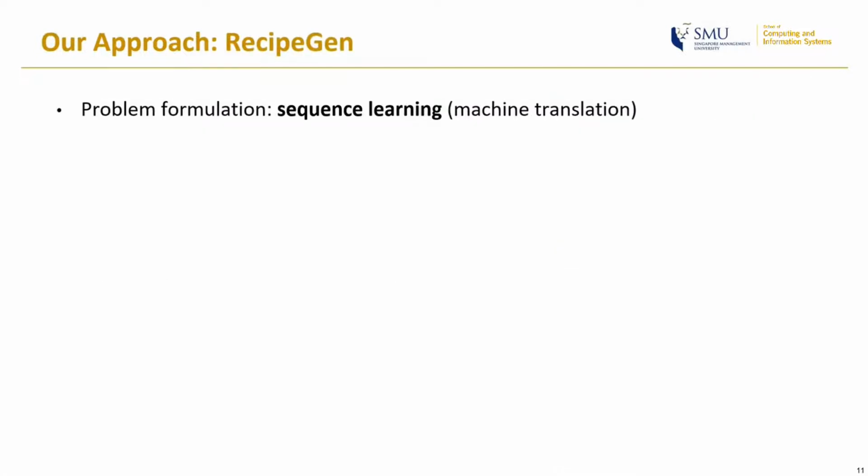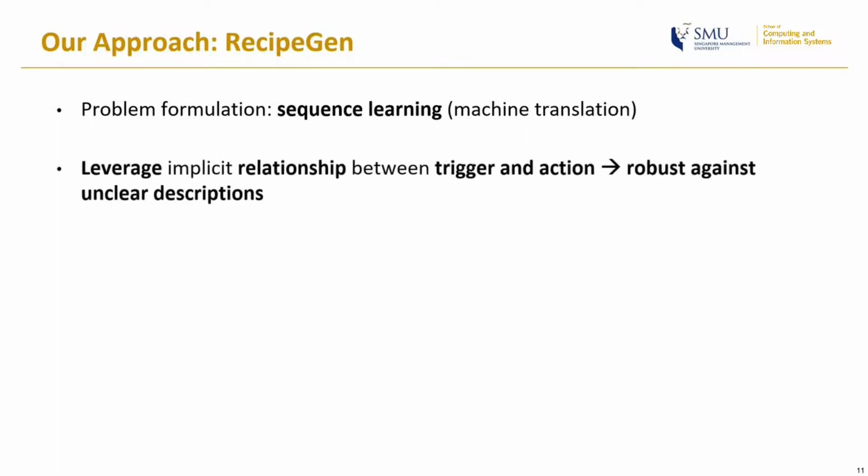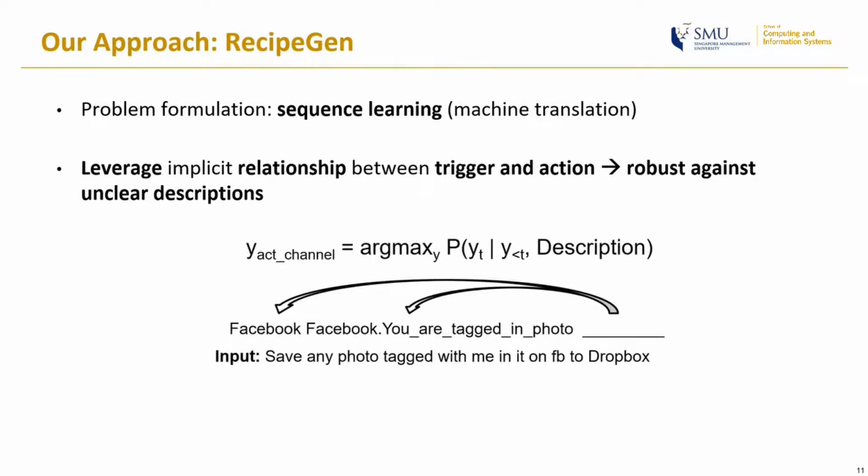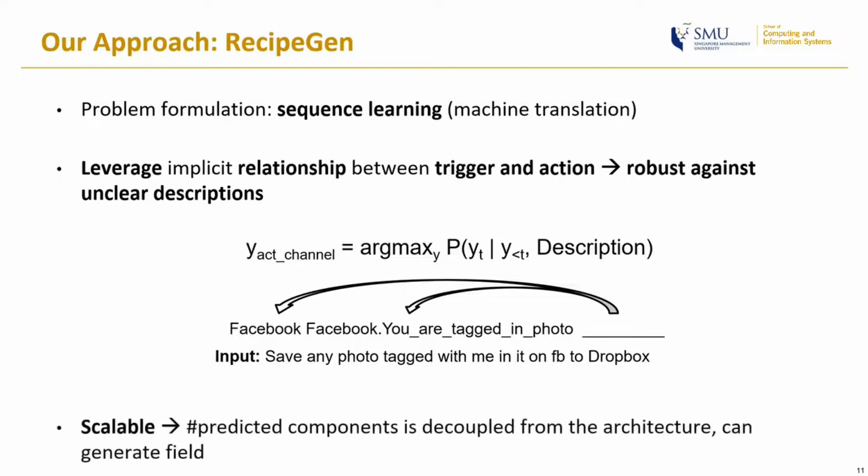To overcome the aforementioned limitations, we approach the problem as a sequence learning problem. We believe that formulating the problem as sequence learning can allow the model to learn the implicit relationships between the predicted components. The example in the slide demonstrates that the model also takes the prior predicted components into account when predicting the action channel. The second advantage is our approach is more scalable because the number of components does not depend on the architecture.